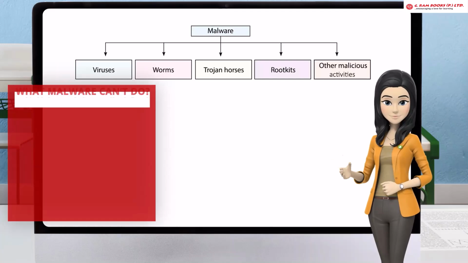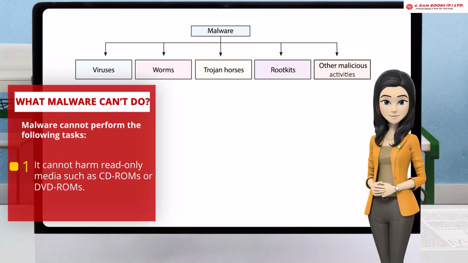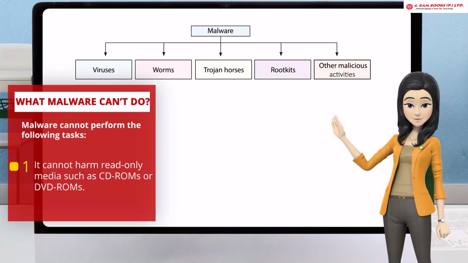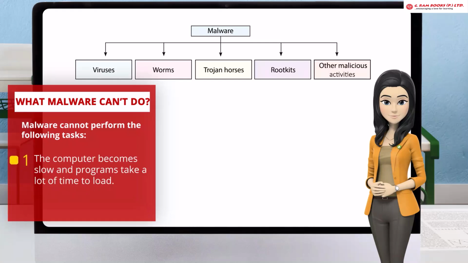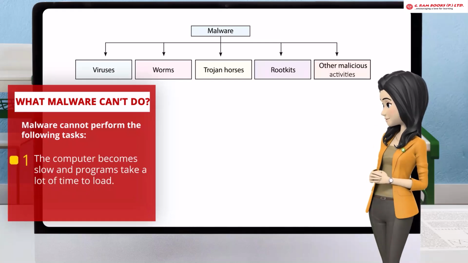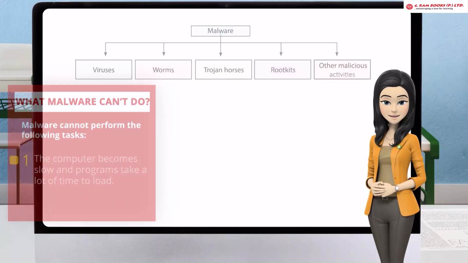What malware cannot do? Malware cannot perform the following tasks. It cannot harm read-only media such as CD-ROMs or DVD-ROMs. It cannot cause damage to the hardware of a computer system. It cannot cause a computer to stop functioning, as it needs the computer system to cause further damage.